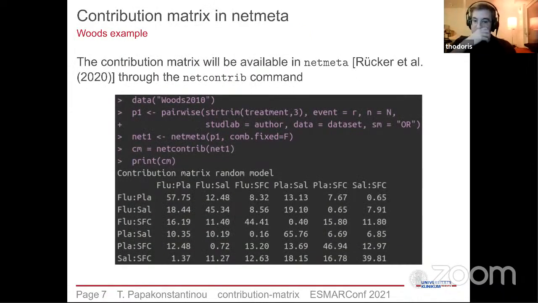Okay, so through the collaboration with the Institute of Medical Biometry and Statistics of University of Freiburg, the contribution matrix will be included in the upcoming version of netmeta. And this will be as simple as calling the netcontrib function to the netmeta object. And we will get the contribution matrix like that, where each row refers to a network estimate, and the column to a direct estimate, a direct comparison.